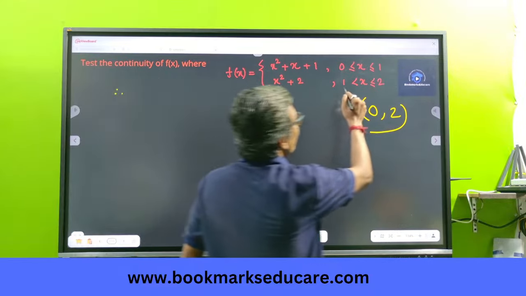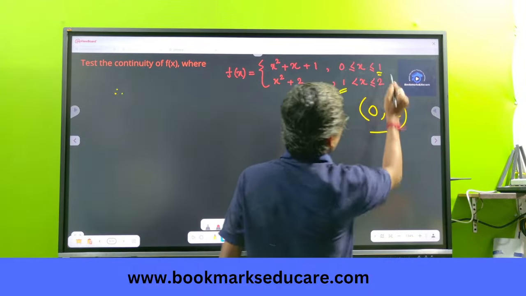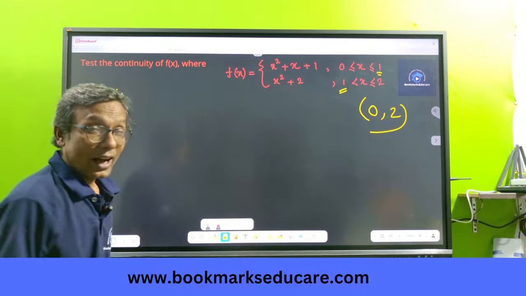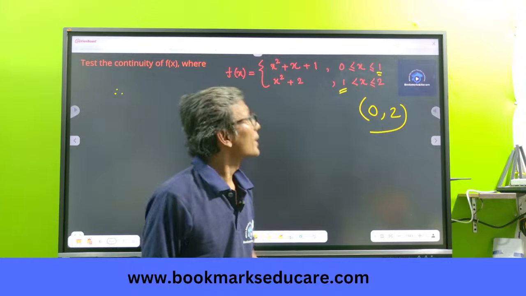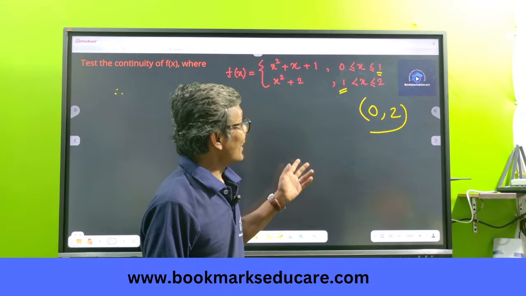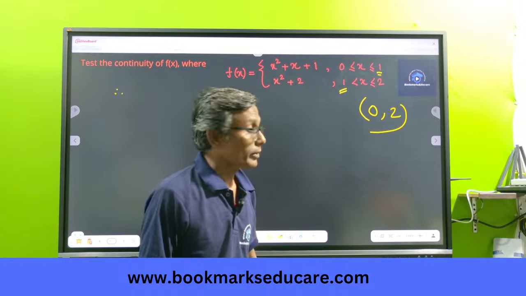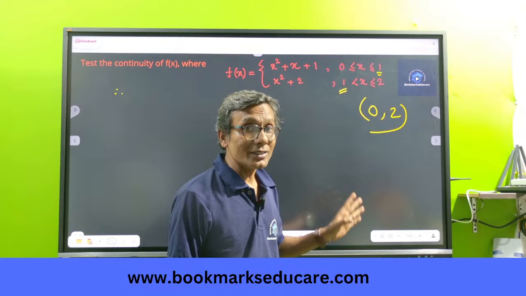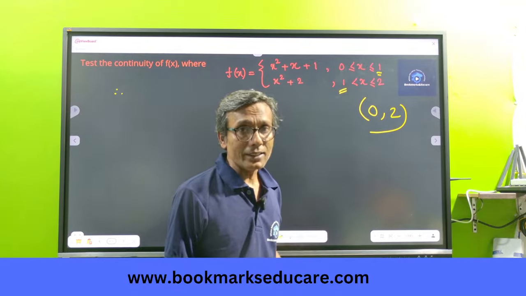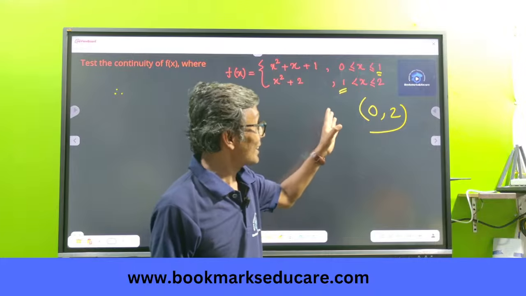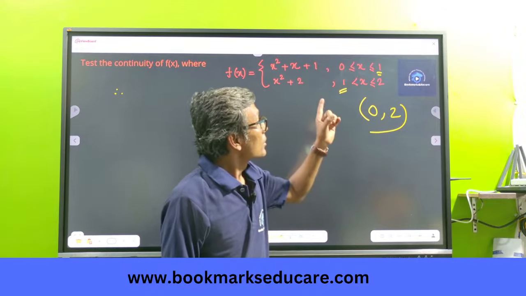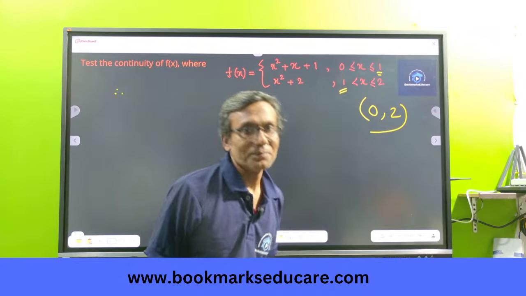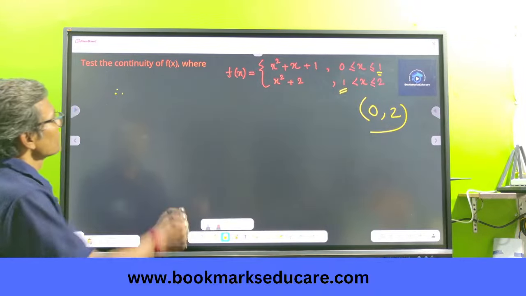So 1 is the breach number, because 1 is present in both intervals. So we have to check continuity at the point x is equal to 1. Why do we take x is equal to 1? Because, I am telling again, 1 is the breach number which is present in both the intervals.